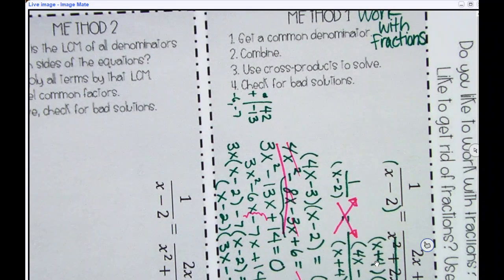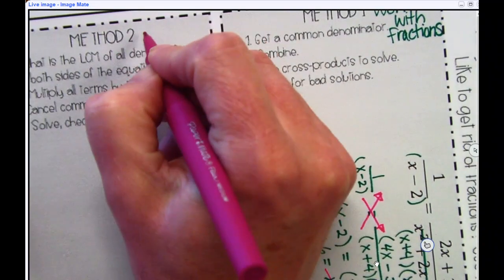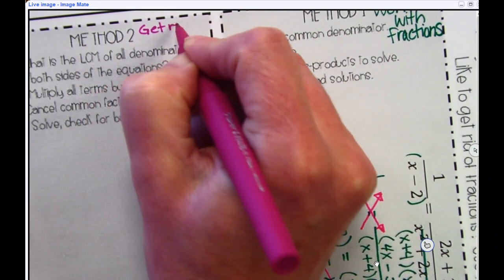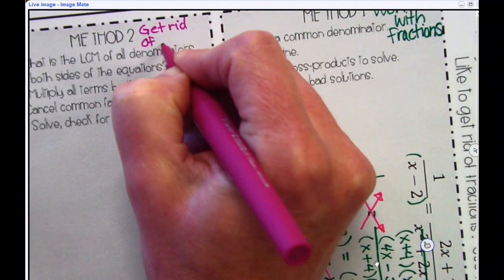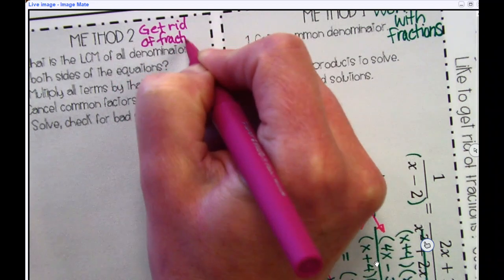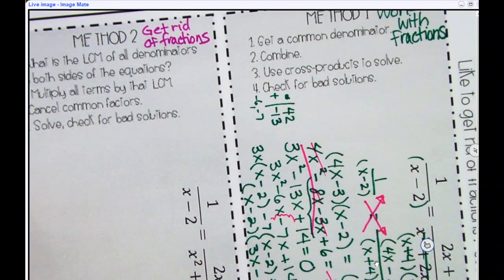Method 2. When I name this one, we'll see how you guys react to it. Let's find a different color. Get rid of fractions. Who's thinking they're already going to like that one better? All right.